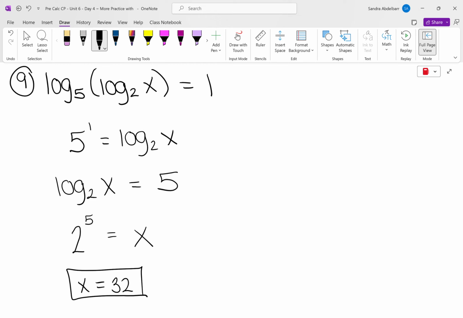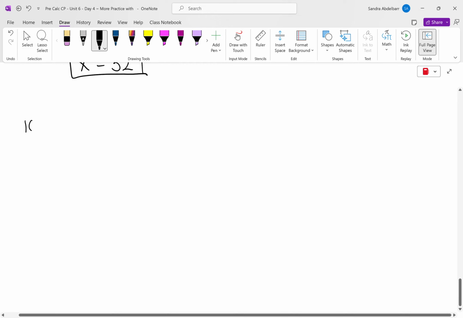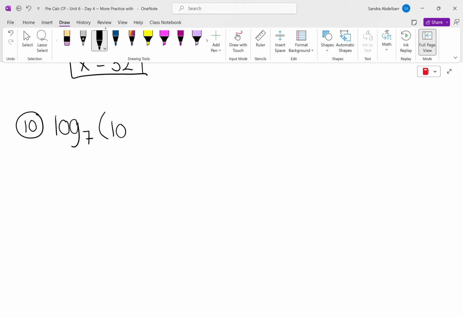How many people got that? All right, we'll do one more. Last one. Log base 7 of log base 4 of log base 2 of x equals 0. So we don't get intimidated by the length of this. No, we don't get intimidated.